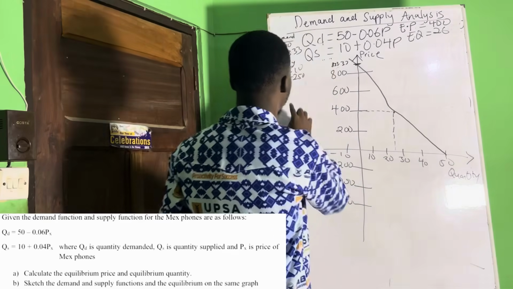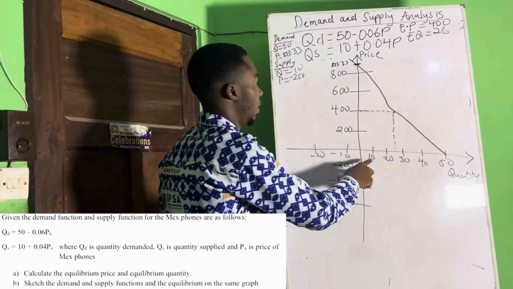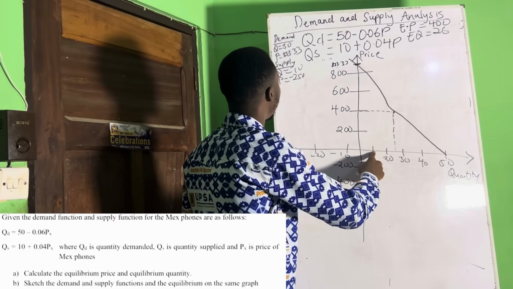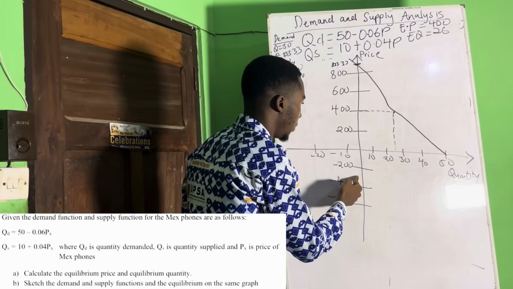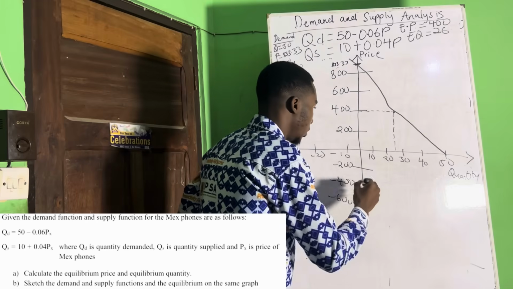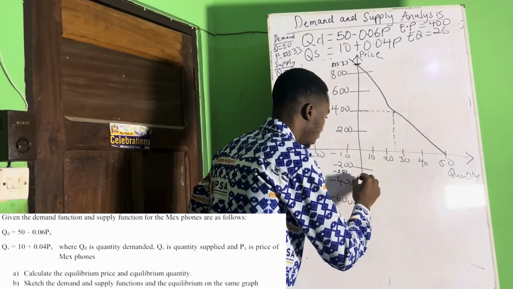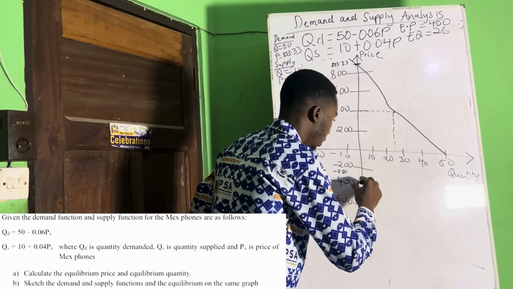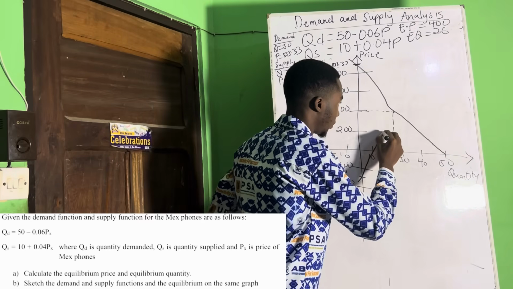You get it? Now we do the same for the supply function. For the supply function, we got K to be 10, then we got the price to be negative 250. So negative 250 will be somewhere here, right? Yes, so you draw a line. So negative 250 and 10.